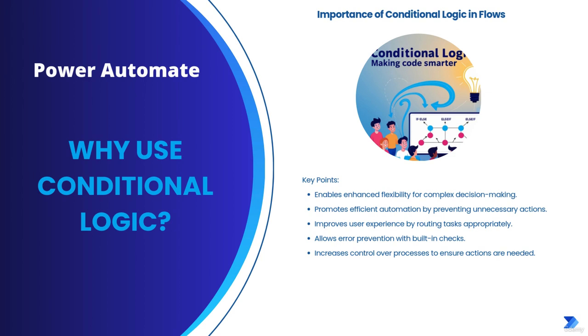Error prevention. Conditions allow for built-in checks within a flow. You can use them to verify that certain preconditions are met before executing actions, reducing the chance of errors. For example, a flow could check whether a required field is filled before proceeding with a database update.